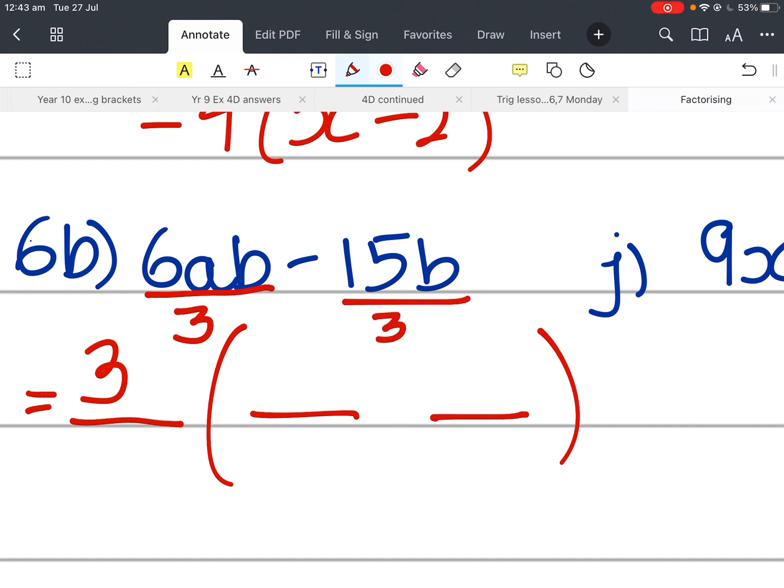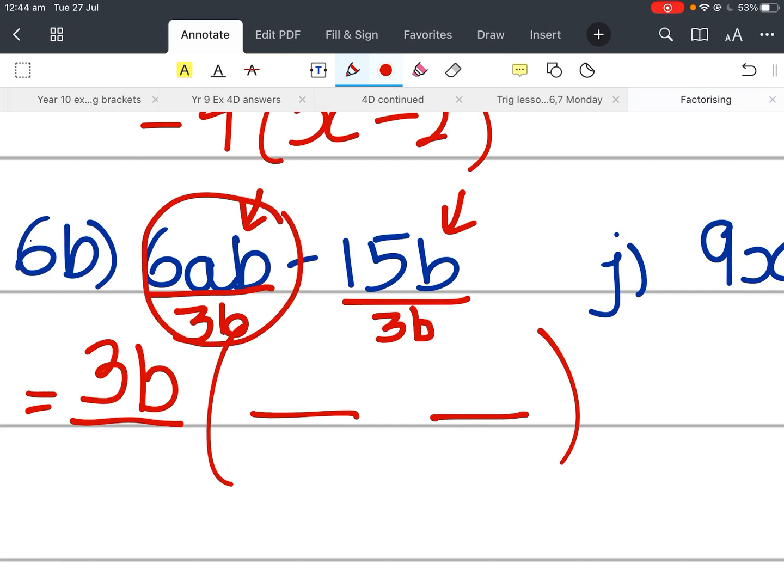Now look at the letters. What letter is the same here that's also here? Hopefully you said B. So you need to take the B outside. So when you get to question 6, you're going to have to look for a number and a letter to take out. So I'm going to put a B on the bottom of the fraction. So now I'm going to say to myself, looking at the first fraction, how many 3's fit into 6? Hopefully you said 2. So I'm going to write a 2 as part of my first term. Now I have a B on the top and a B on the bottom, so I cancel them out. What am I left with? I'm left with A. So write the A down.